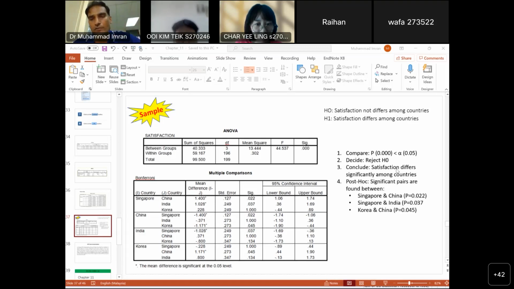Okay, and then post hoc significant pairs are found between. And this one, how to report this result? Number 1, Singapore and China is significant. Singapore and India, this one. See here. Singapore and China, this one. Singapore and India, this one. Here, Korea, and Korea and China, this one, this is significant. We have to see here.